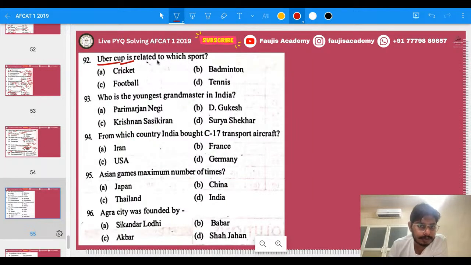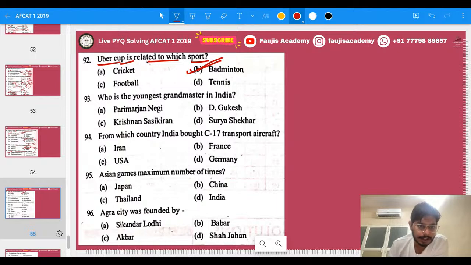Uber Cup. Uber Cup is related to which particular game? Uber Cup is related to, yes, 91A. That's correct. Okay. Uber Cup is related to badminton, guys. Okay. Right. And Sudirman Cup also is related to that.